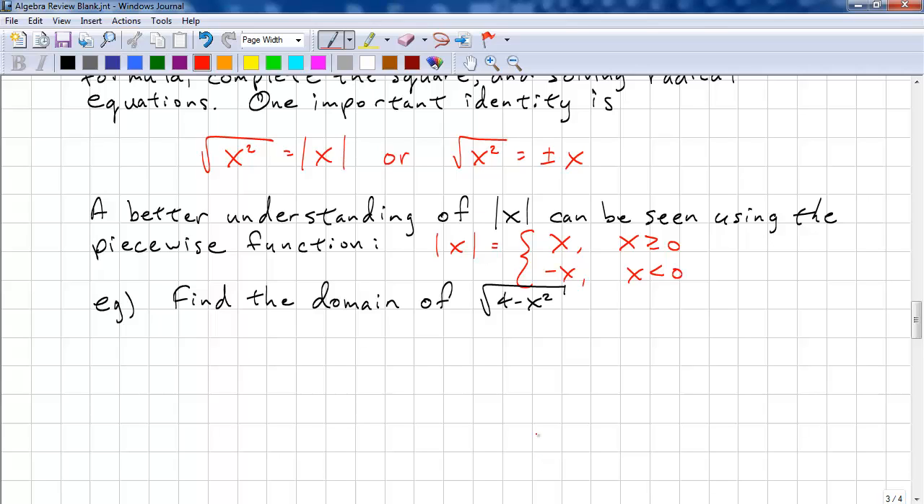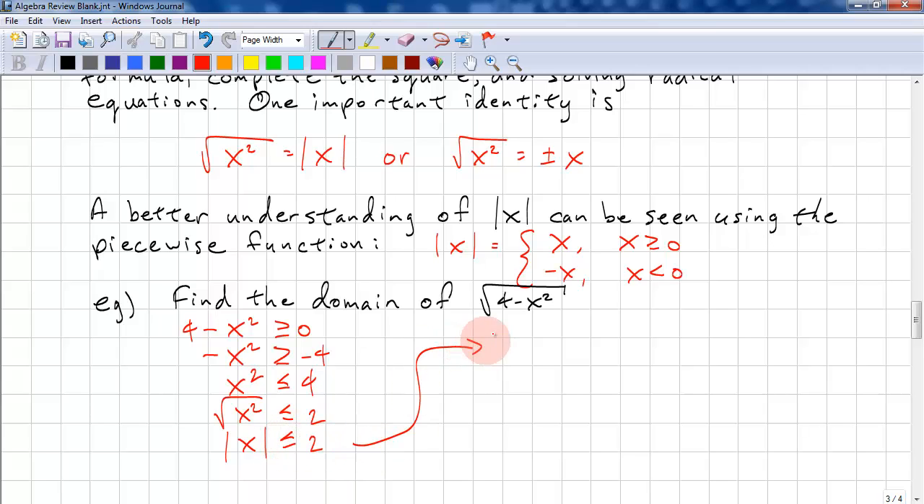Here's an example. Find the domain of square root of 4 minus x squared. So we need to check to see that the radicand is greater than or equal to 0. Let's isolate x squared. And divide by negative 1. So we need to flip the sign. Now the square root of x squared is less than or equal to 2. So the absolute value of x is less than or equal to 2.